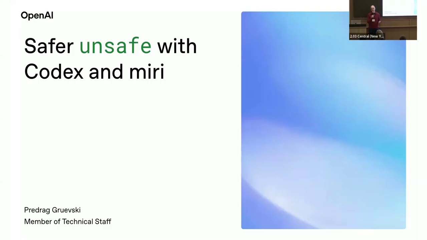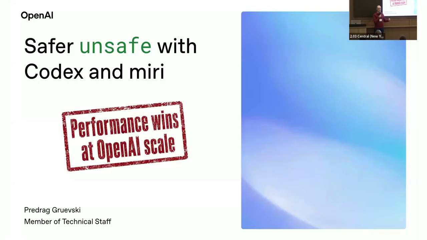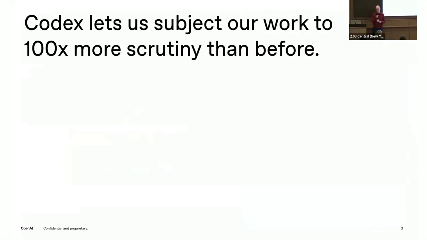So this is a talk about making unsafe Rust safer, because at the end of the day, at the scale that we work at, a couple of percent of performance is actually a huge deal. And because of the nature of what we work on, we get way more than a couple of percent by using unsafe in the manner that I'm going to show you.